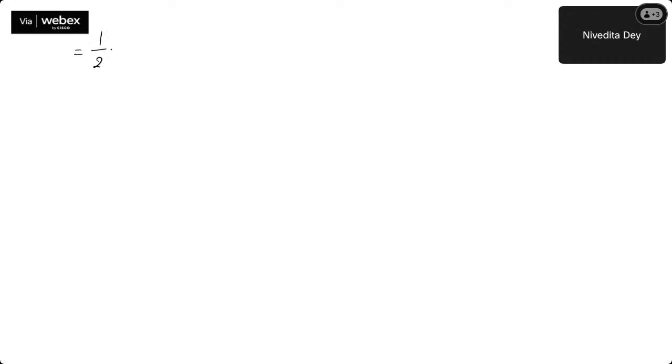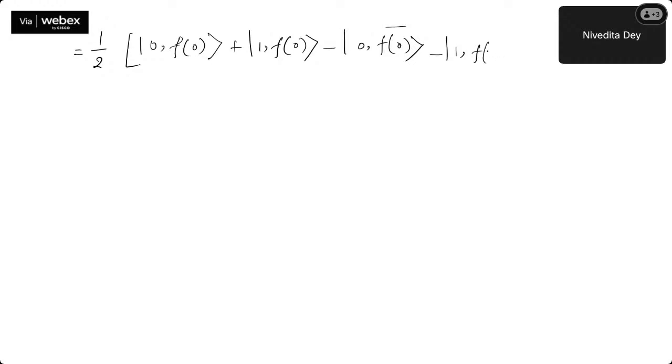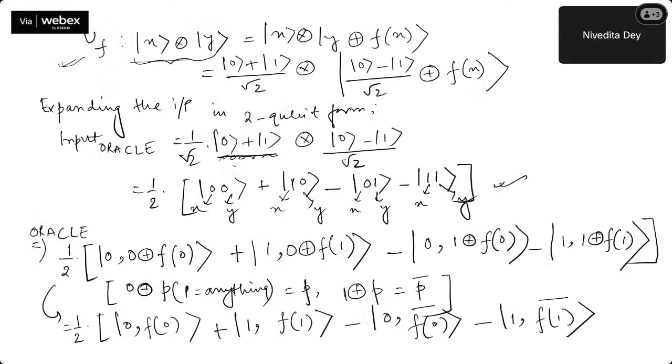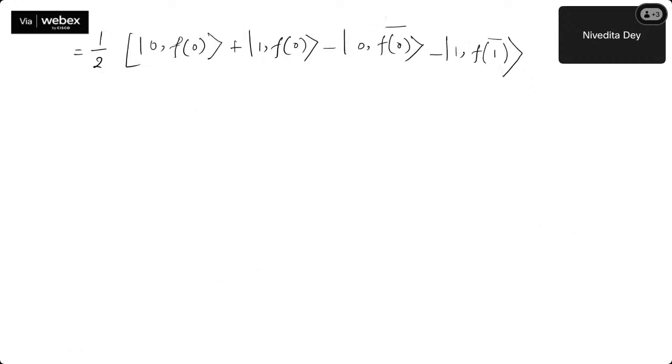Then let me try to start from that. So it is something like this. Say |0⟩, f of 0, plus |1⟩, f of 0, minus |0⟩, f0 bar, minus |1⟩, f1 bar. I'm just writing it correctly. Let me check again what it was. |0⟩ f0, |1⟩ f1, |0⟩ f0 bar, |1⟩ f1 bar. Okay, it was f1. Sorry. Yes, |0⟩ f0 bar and |1⟩ f0 bar.